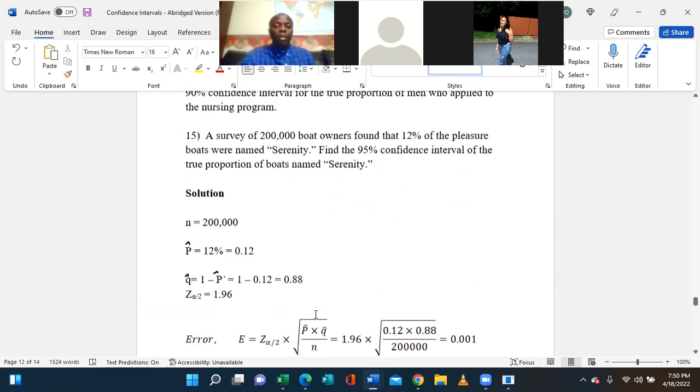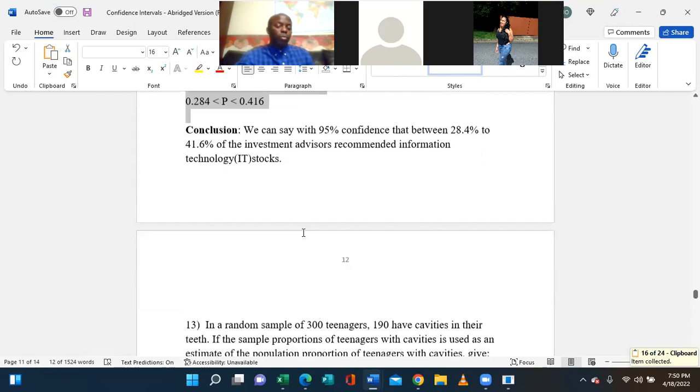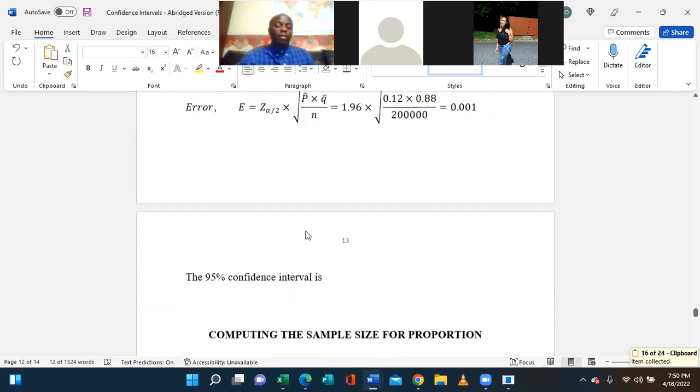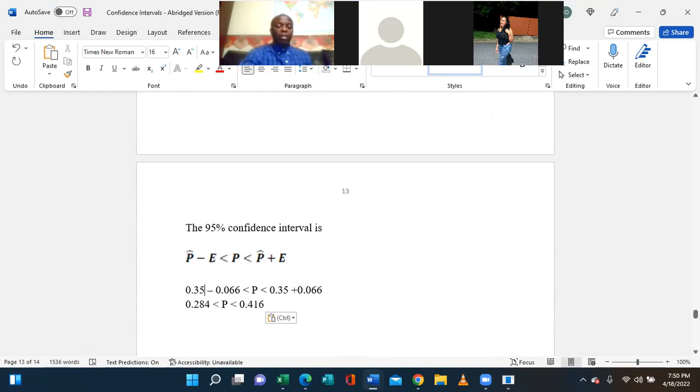So it's P hat minus error. Let me bring it from where we had it before, and change the numbers to reflect our own numbers. Our P hat is 0.12, our error is 0.001 on the left side. On the right side, 0.12 plus 0.001. Let me plug this into the calculator to give us the answers.